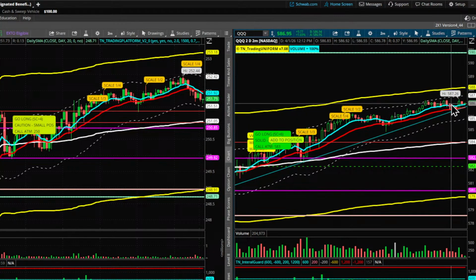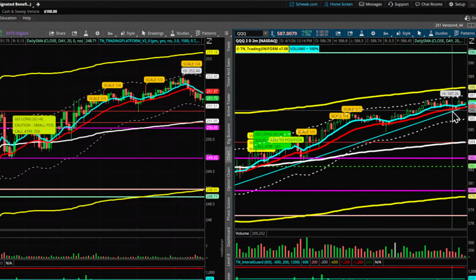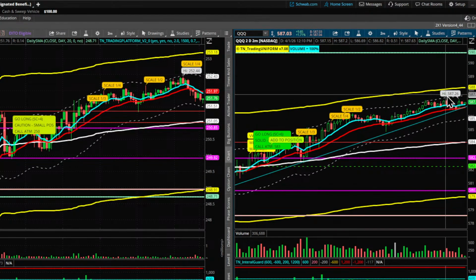If this thing continues to trend up like a zombie grind, you will make more money. But the minute the price reverses, it will tell you to get the heck out. That's what this system is.